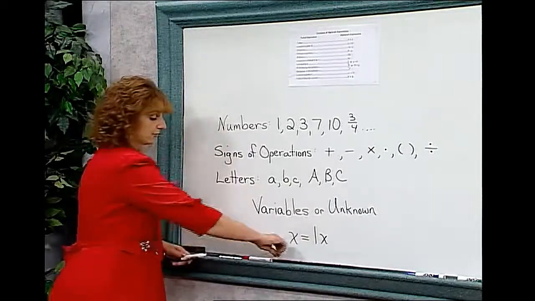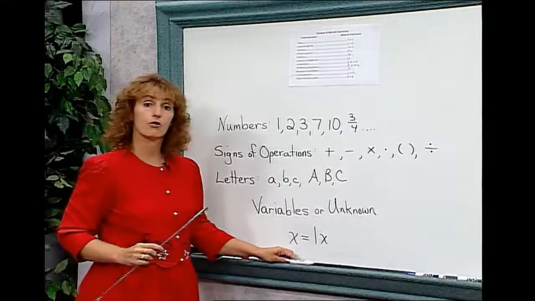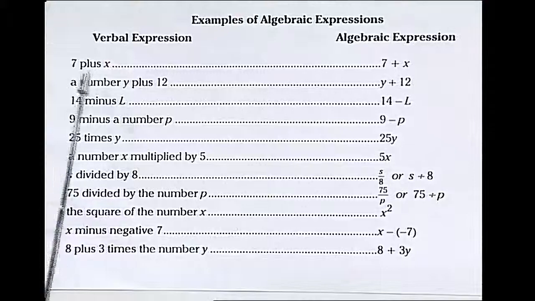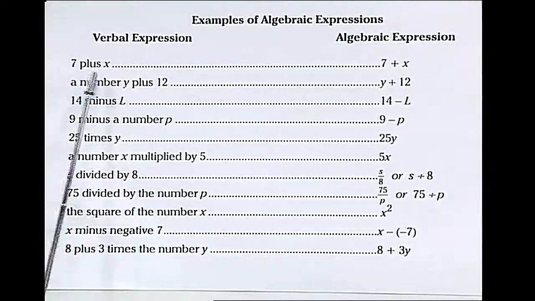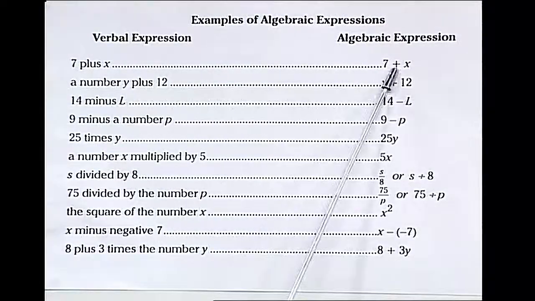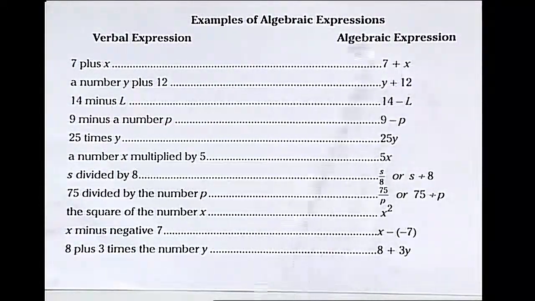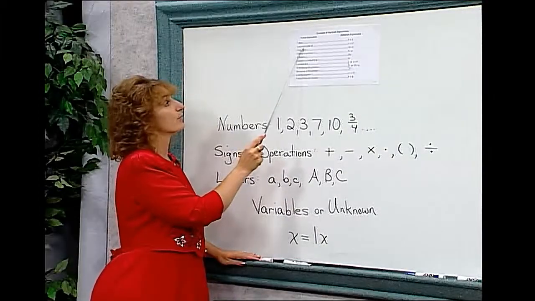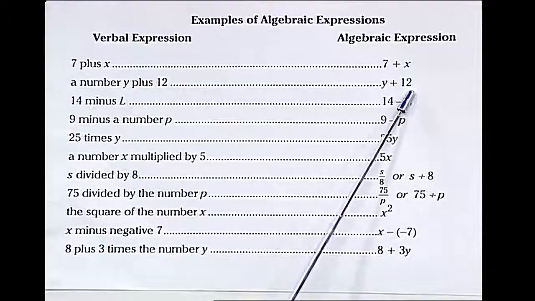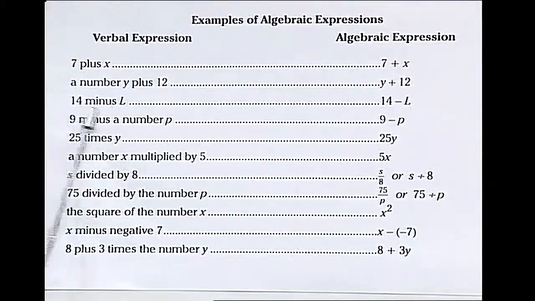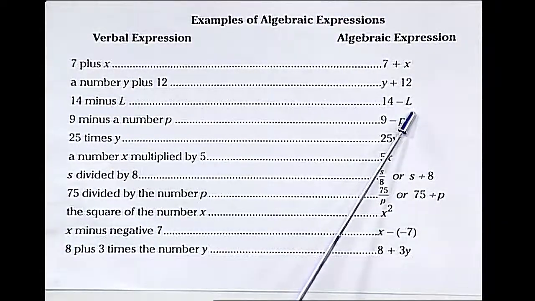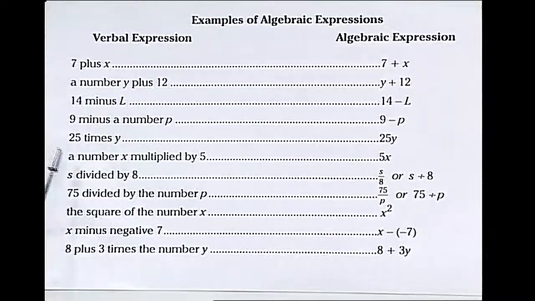Let's look at some algebraic expressions, and we'll go from the verbal expression in English to the math or algebraic expression. In English, or verbally, we say 7 plus X. But in mathematics, we write 7 with the symbol for plus and then X. A number Y plus 12 is just written Y plus 12. 14 minus L is written 14 minus L. Notice we have symbols for each of these words.